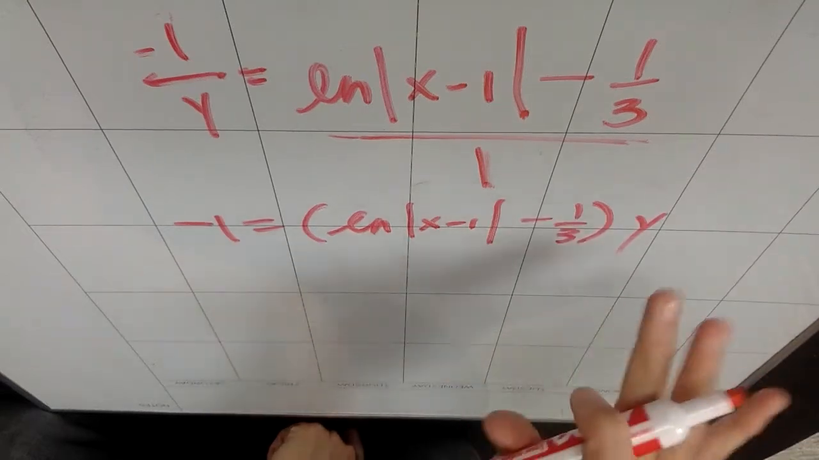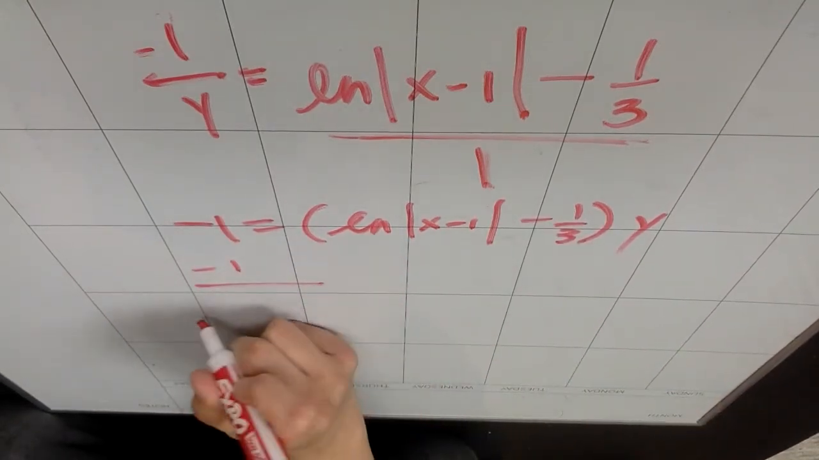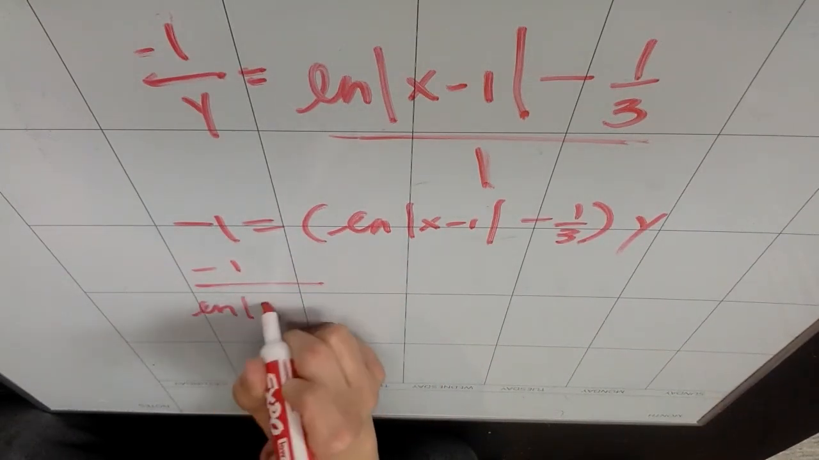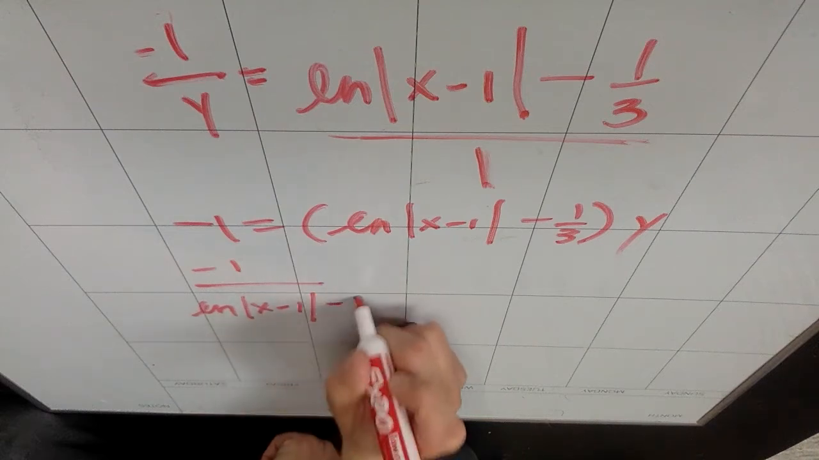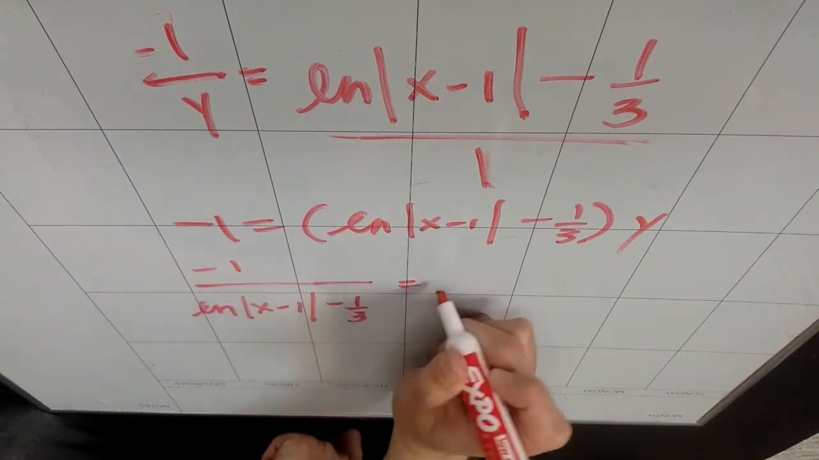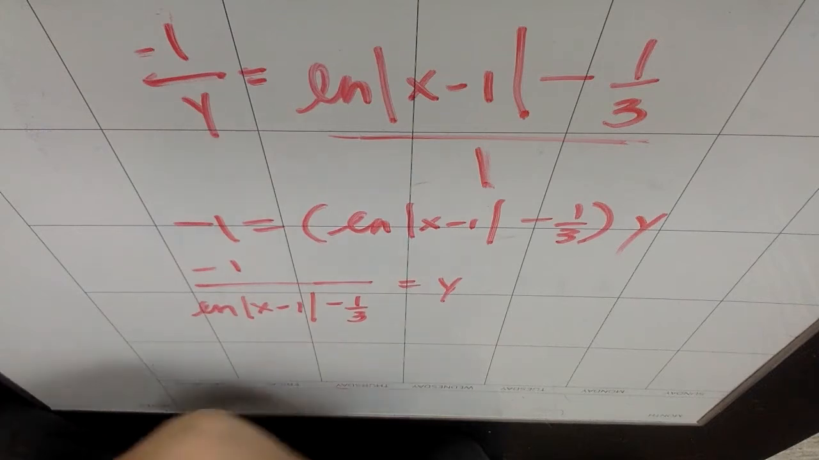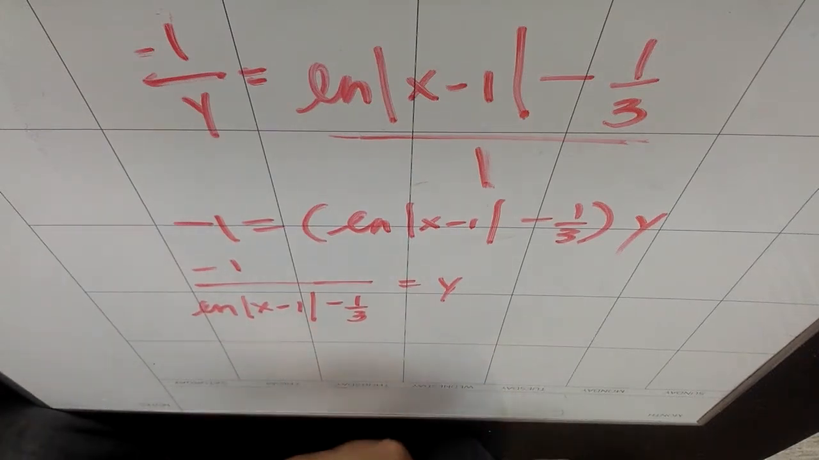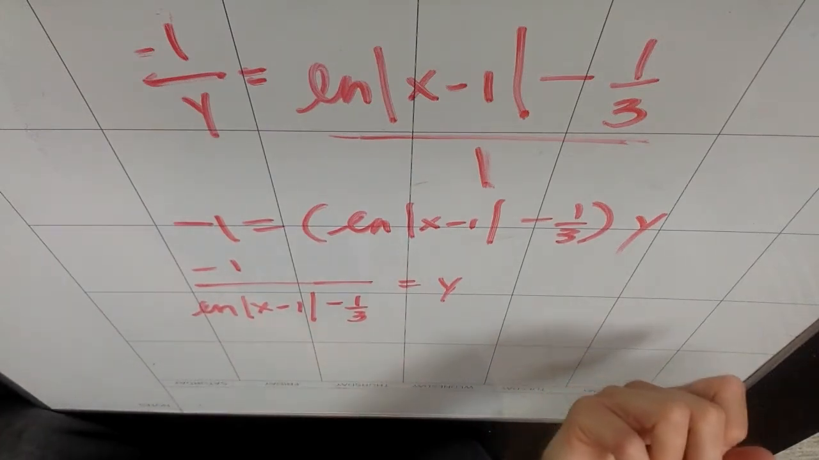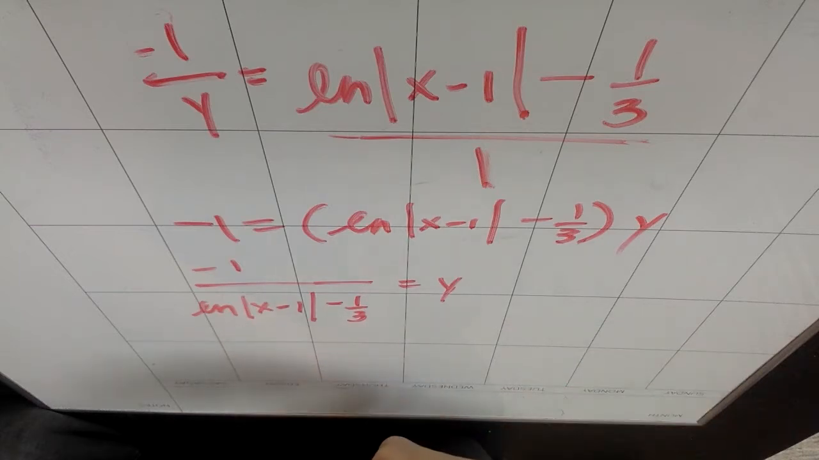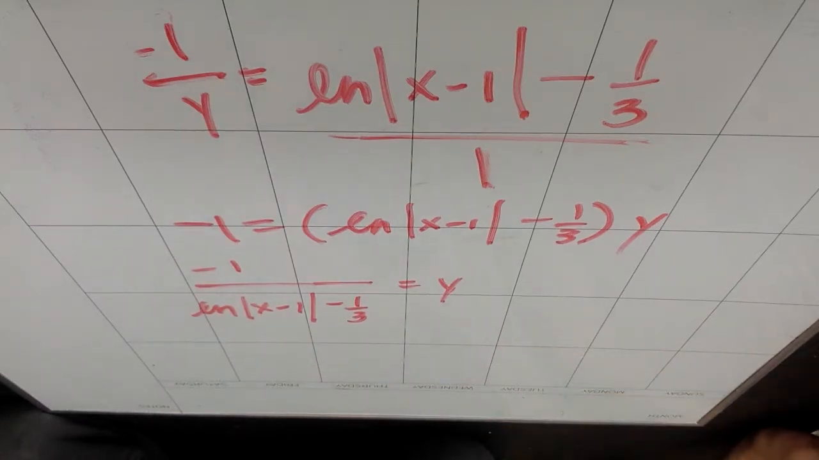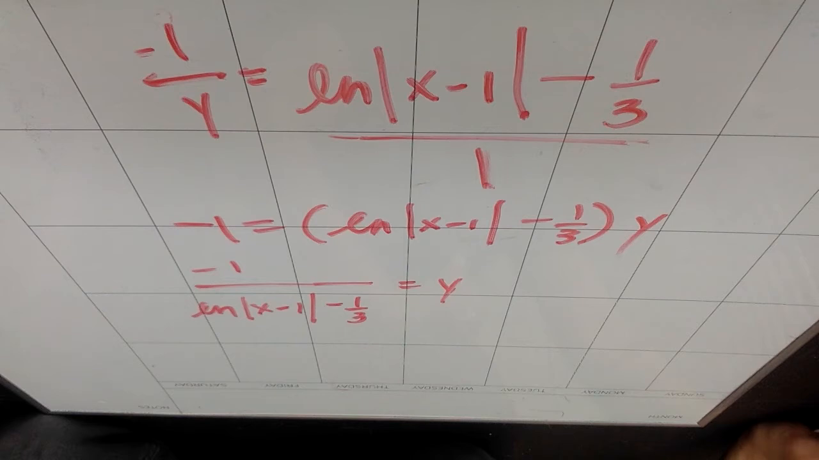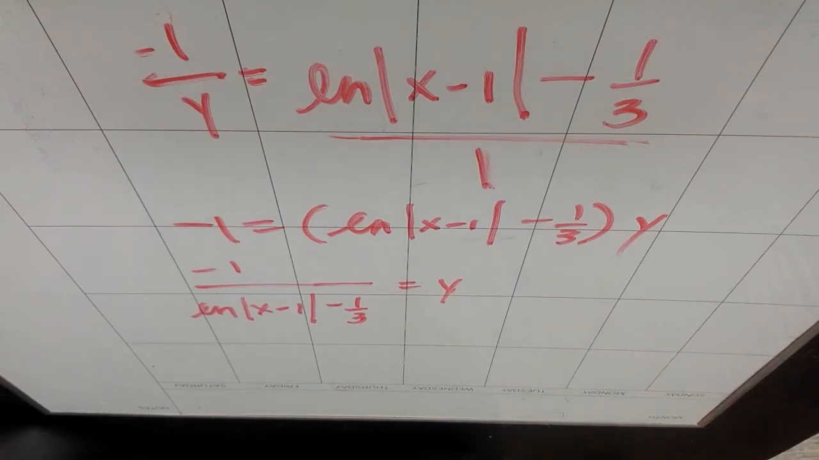Times y, and then I can divide that guy over. Now, an interesting thing's going to happen here, and we're going to talk about what that interesting thing is in a sec. All right, so this is my answer in terms of y. So if you look at the AP solution guide, they're actually not going to give you an answer that involves an absolute value of x minus 1, because they're going to tell you that there is a restriction here, that this solution is not actually valid for all values of x, right?